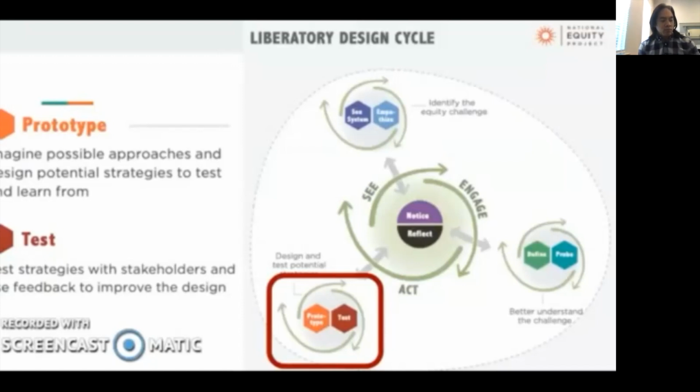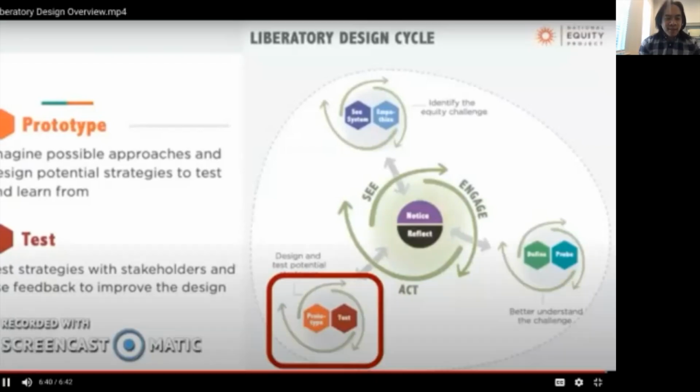And as we go iteratively through this cycle, we might find that we have to start over with seeing the system again and empathizing again, and that's okay. It's by going through this cycle and deepening our understanding of ourselves and the system, by keeping noticing and reflecting at the core, that we'll be able to make progress on equity challenges that can sometimes seem impossible or intractable. We look forward to working through this with you. Thanks.